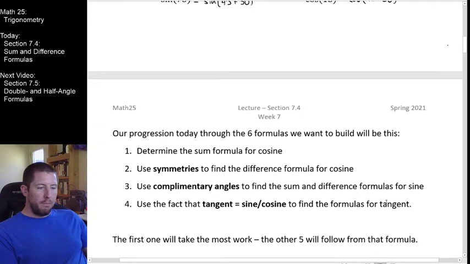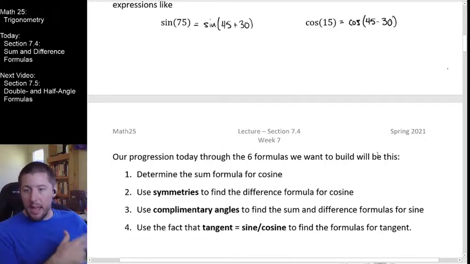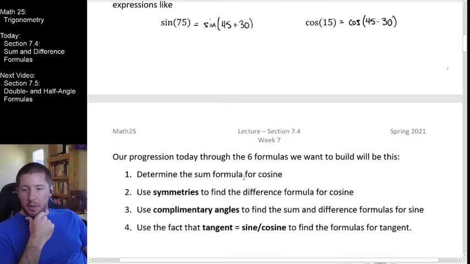I want to talk broadly about what our strategy is going to be here today. We're trying to come up with 6 formulas today and see how we can apply them. Here's what we're going to do. Our biggest effort is going to be determining the sum formula for cosine. It's not that it's the hardest one.